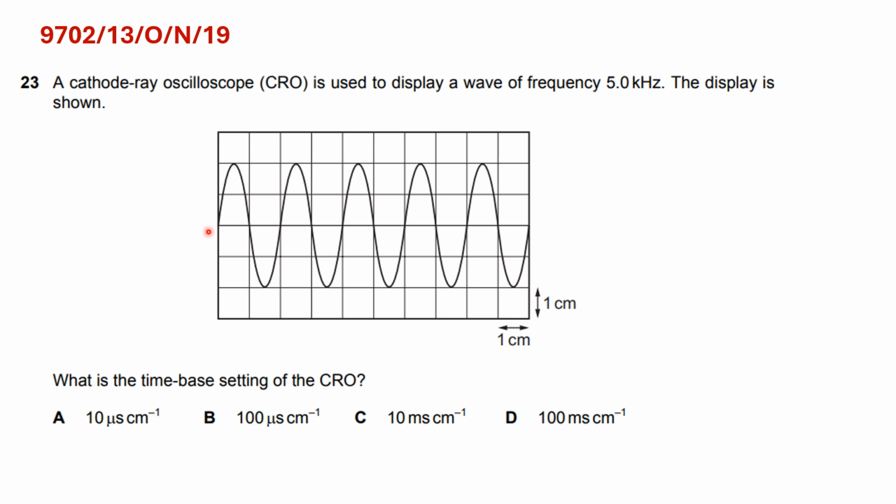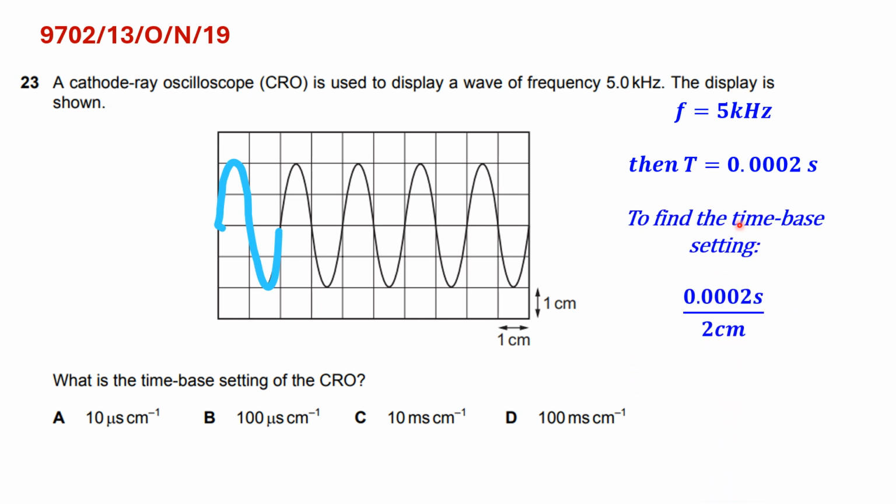So it's asking about the horizontal direction, not the vertical one, right? So we are going to first identify one cycle, which corresponds to 2 boxes or 2 centimeters. The frequency was provided, 5 kilohertz. So the period is 0.0002. I'm sure you know how to calculate at this point. The period is the inverse of the frequency. To find the time-based setting, we are going to divide this period by the corresponding number of boxes, which is 2 centimeters. So when we divide, the answer is 0.0001 seconds per centimeter, which corresponds to option B.